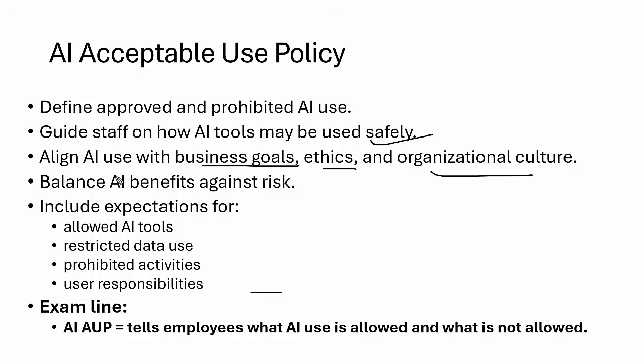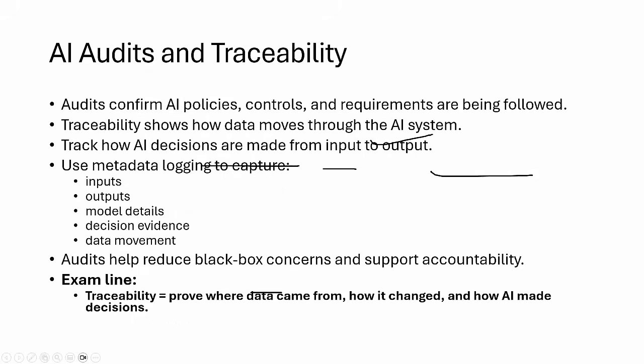We need to balance the AI benefit against the risk, because we use AI for speed, scalability and all that, but sometimes it can backfire also. So we need to include the expectation of allowed AI tools, restricted data, and prohibited access, and that is the most effective way to improve the behavior of the person. That's something we can plan. According to that, we can validate everything, which is very important for us to understand. Now, one more important thing: it's not necessary that the AI tool is always working like that.